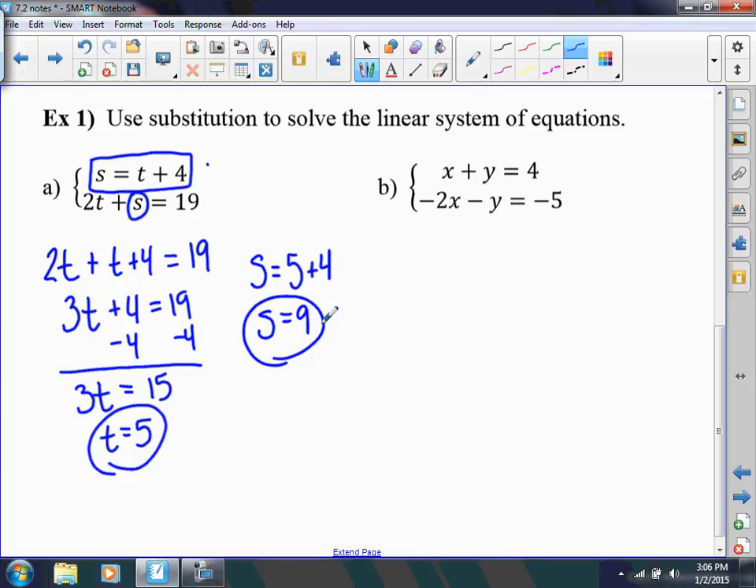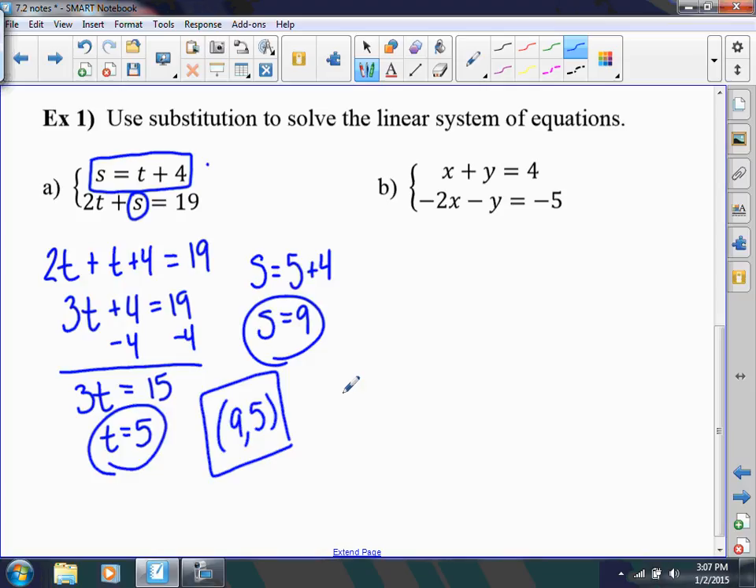Now before I completely walk away from this, though, I have to write my answer as an ordered pair. And if I'm not dealing with x's and y's, or even when I am dealing with x's and y's, remember your ordered pair goes alphabetically. So S comes before T in the alphabet, so 9, 5 will be my solution for my ordered pair.